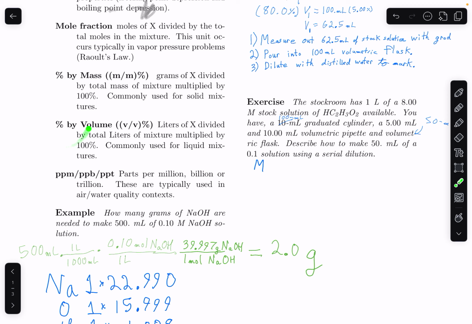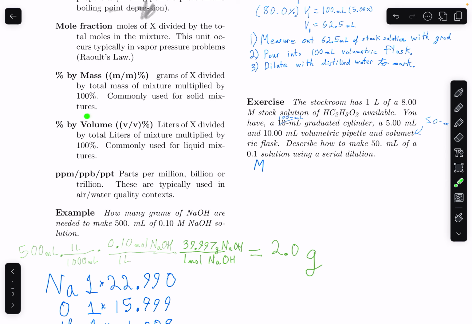And then percent by mass, percent by volume. These you would see at the pharmacy or the grocery store. You'd also see them in the stockroom sometimes. So percent by mass is when you're concerned about the purity of a solid mixture. So it might say 95% sodium bicarbonate or 99% sodium chloride. That's just saying that out of 100 grams of that substance, that mixture, you're guaranteed to get 99 grams if it's 99%.